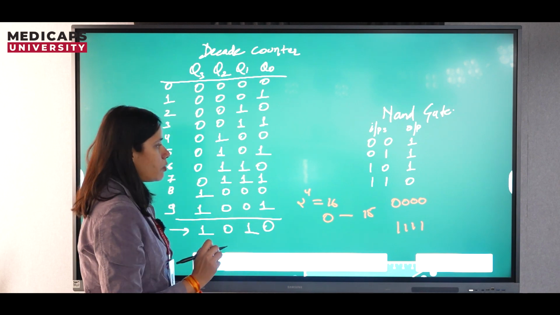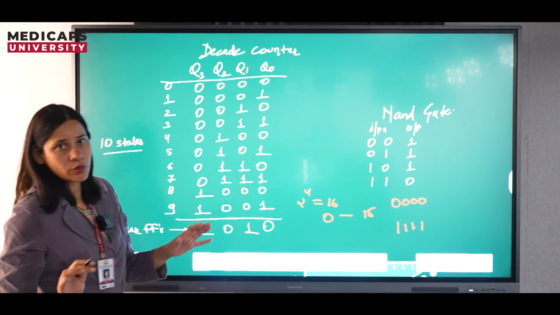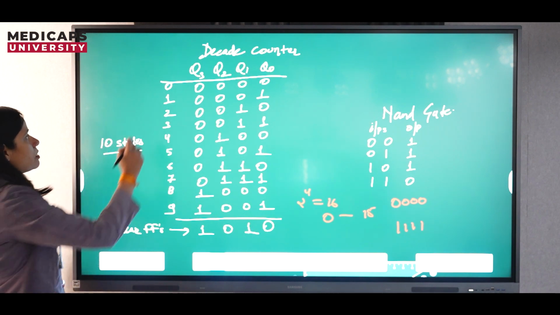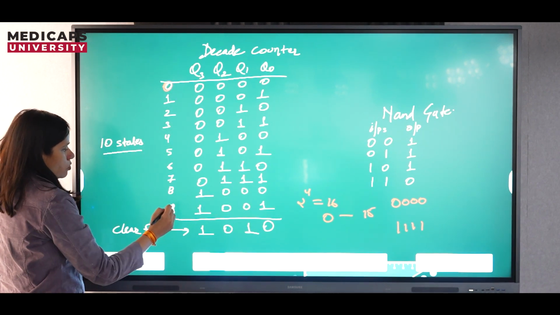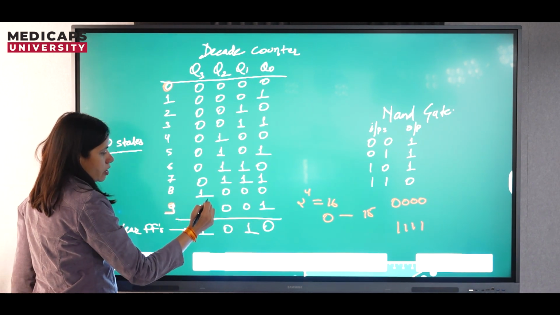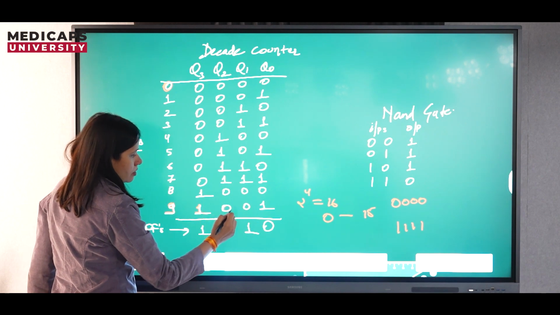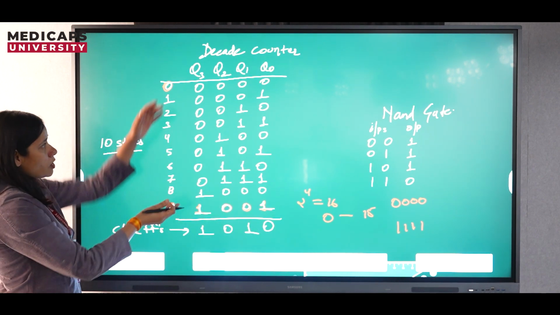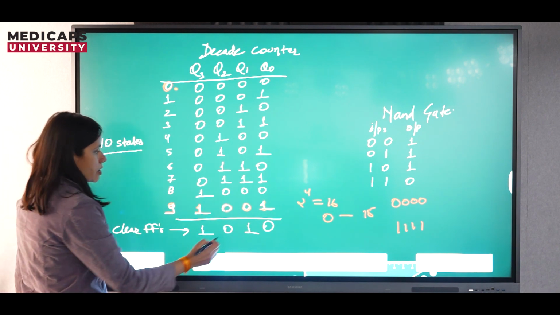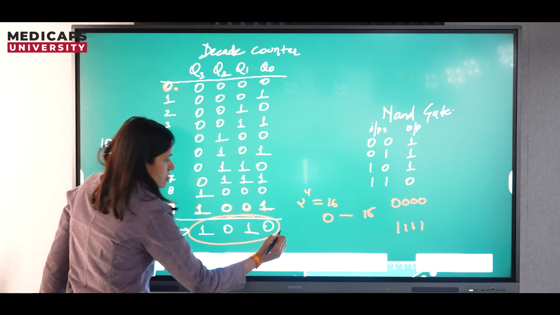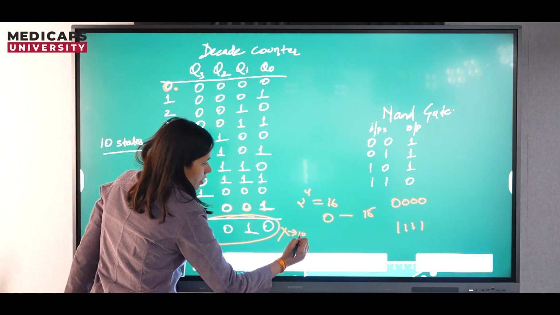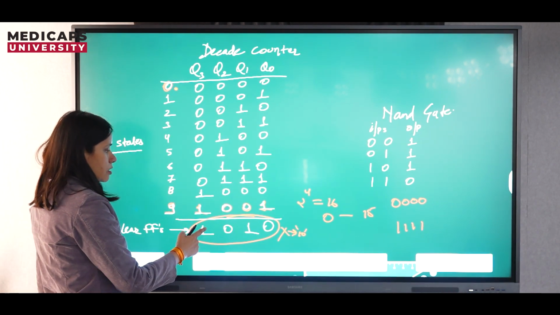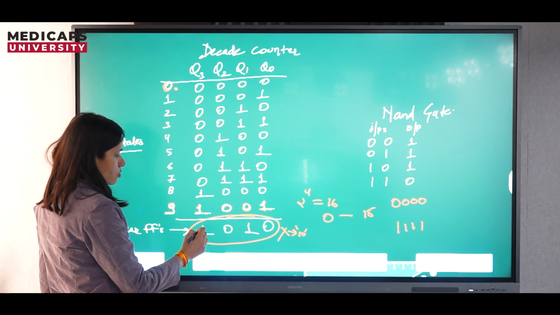But what is our requirement? We need to count only up to 10 states, starting from all zeros. That means a decimal number 0 to 9. And the binary equivalent of 9 is 1 0 0 1. We want this much only. We don't want this particular state, that is 1010, the decimal equivalent of 10. This is not required.